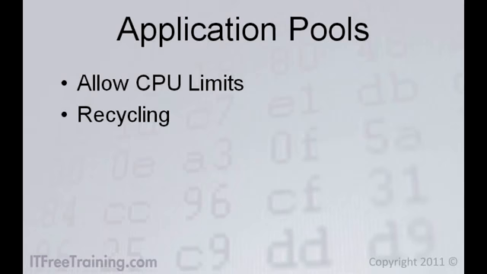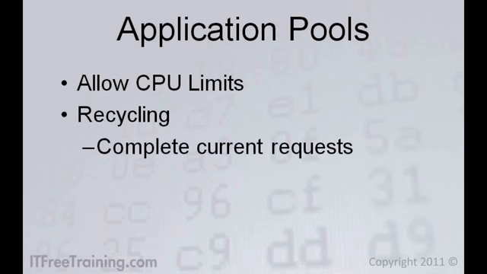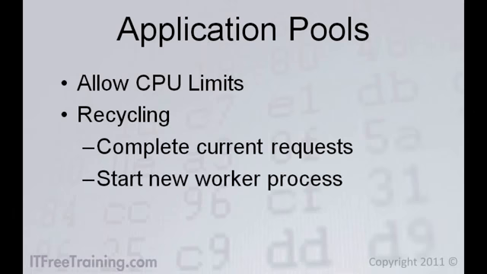Recycling means the current process is replaced by a new process. To do this, ISS first completes any current request and then starts a new process. This new process replaces the old process. If you have a memory leak using up all your free RAM, the memory allocated to that process will be released. This stops a memory leak from eventually using up all your free RAM. Recycling effectively does the same as stopping and starting the application pool, but it does it in a way that does not take the service down in the process.